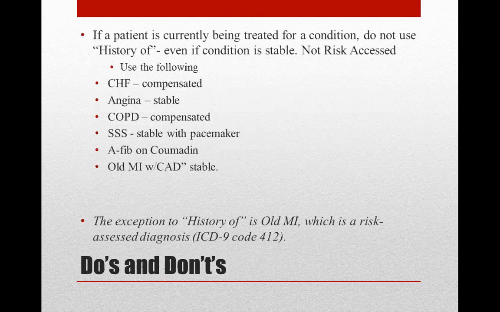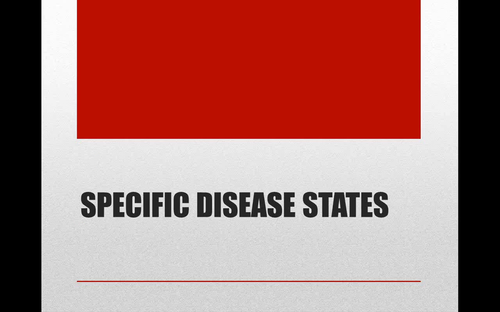So if your patient is currently treated for a stable condition, you don't want to use history of because you won't get it risk assessed. So use CHF compensated, COPD compensated, AFib on Coumadin. The exception of this is history of old MI, which is a risk assessed diagnosis 412, and you can say history of old MI.